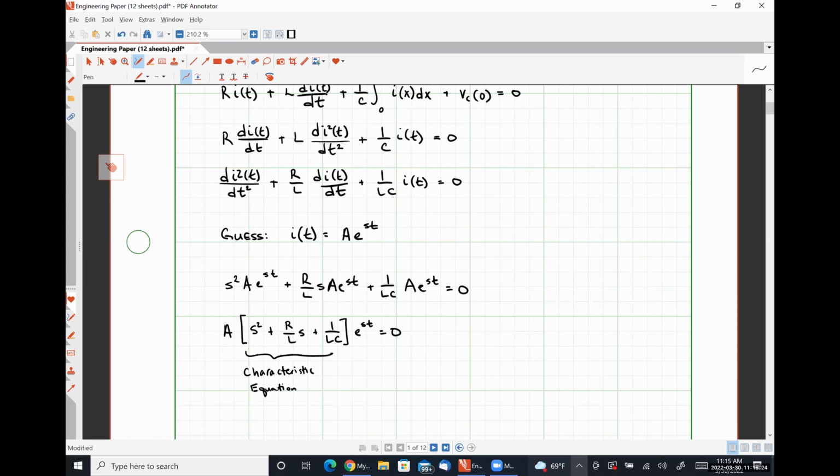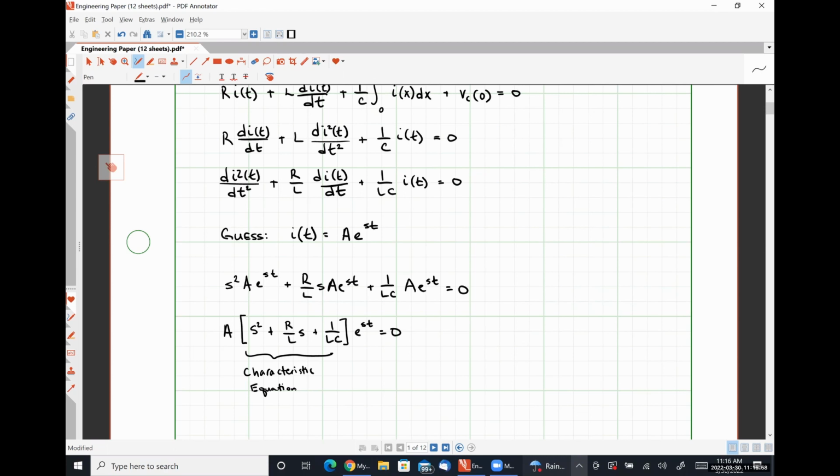Well, there are a couple of different ways that we can do that. One is that if A is equal to 0, then everything on the left-hand side is 0. That's what I'm going to call a trivial solution because it effectively represents the system if it has no energy stored at the beginning, right? So everything was turned off. e to the st can look like 0 if s is a negative number and we wait a very long time.